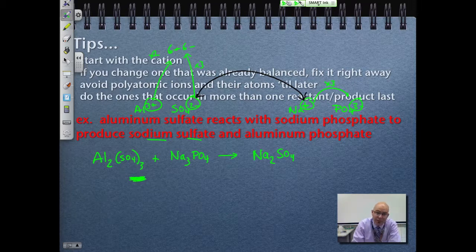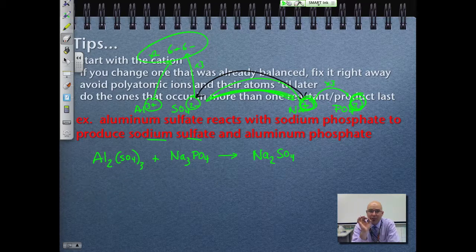The reason I have 3 sulfates over here is because when sulfate is with aluminum, I need 3 to balance the charges with a 6+, 6-. I don't worry about the fact that I have 2 sodiums, yet over on this side I have 3. The reason I have 3 is because when sodium is with phosphate, I need 3. But when sodium is with sulfate, I only need 2. So we don't worry about that.